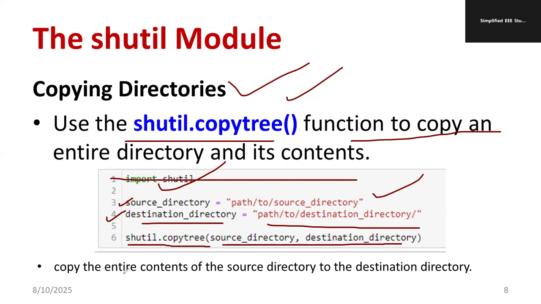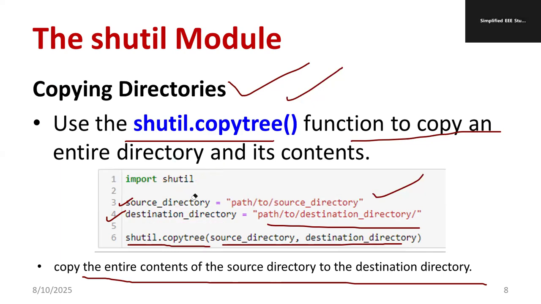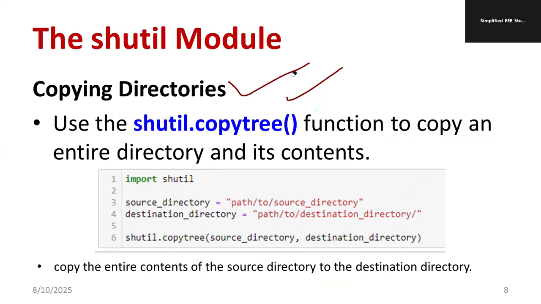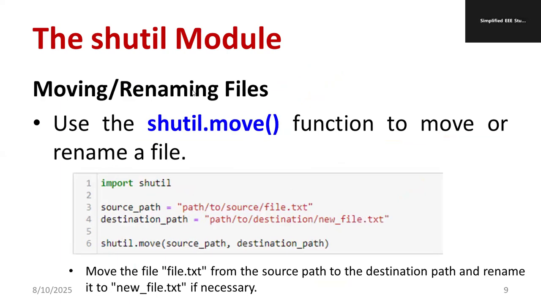Ultimately, what is going to happen? It copies the entire content from the source directory to the destination directory. That is exactly what is going to happen. So I think you understood the importance of shutil.copytree. It is a function mainly used for copying a directory from one directory to another directory.